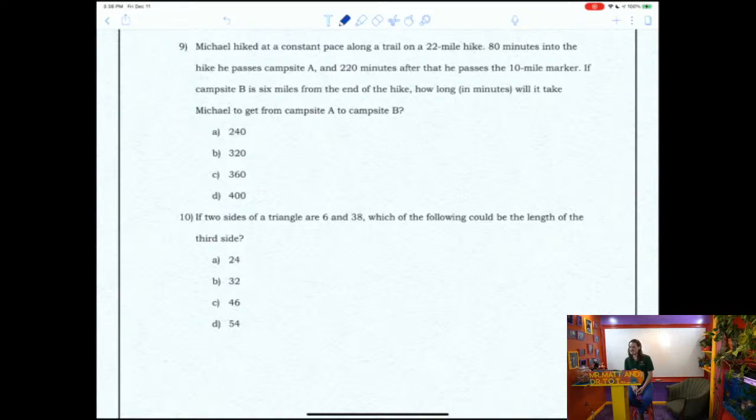And question number 10, if two sides of a triangle are 6 and 38, which of the following could be the length of the third side? I'll give you 6 minutes, and 2 minutes in, I'll start to solve.